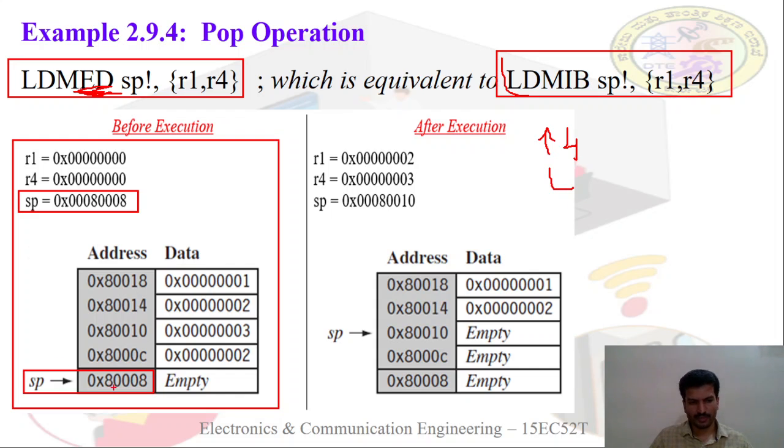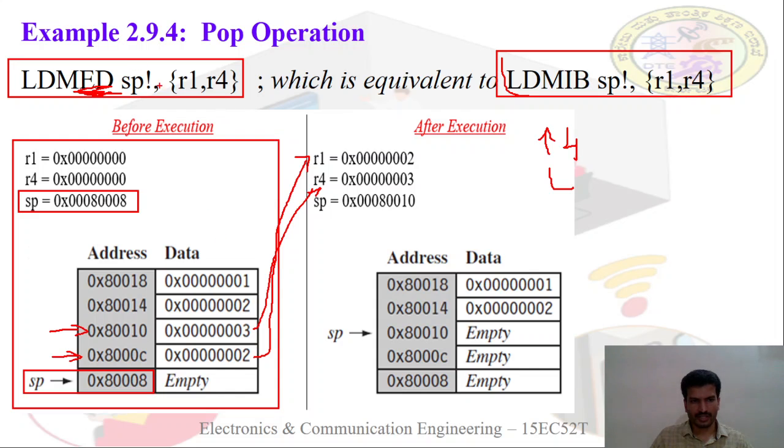So now the SP is pointing to 8008. The SP is incremented by 4. First it will increment by 4, then load. So load means memory to register. So this data is moved to R1 register. So again SP is incremented by 4. Now the stack pointer is pointing to 8010 location. The second data is moved to R4 register. So only we have mentioned 2 registers. So that is the end of the LDM IB or LDM ED instruction.